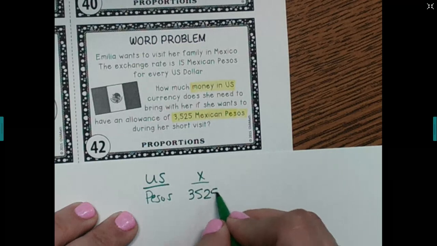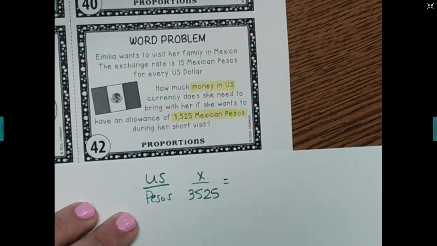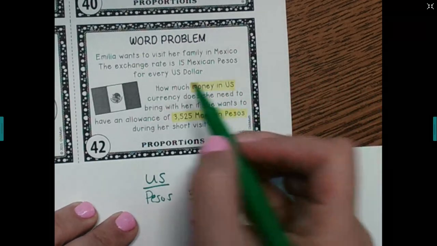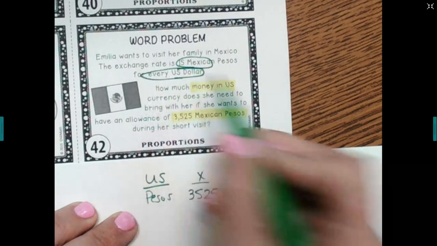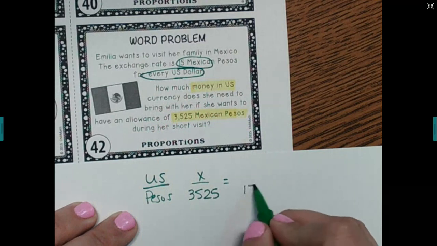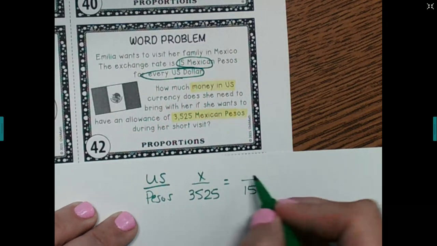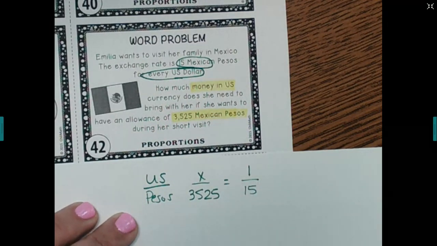3,525 is pesos. Now I'm going to go back up to the problem. It said it's 15 pesos for every dollar. So 15 pesos for every dollar. Every means 1. If you see 1 or every or each or per, that's 1. And now you would solve it.